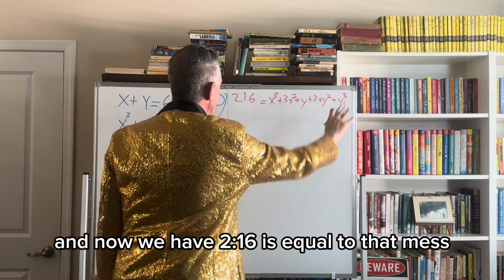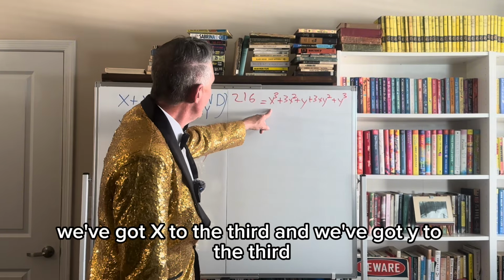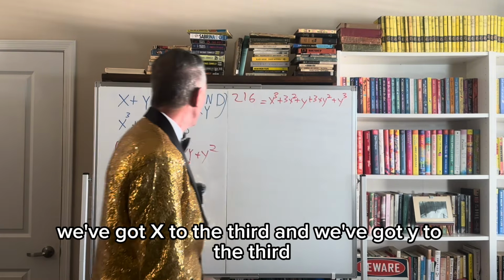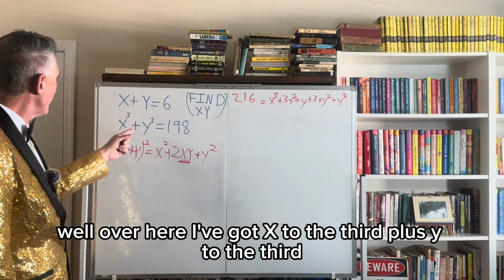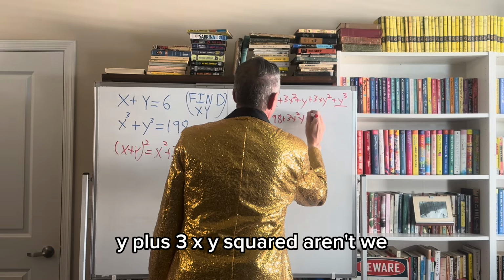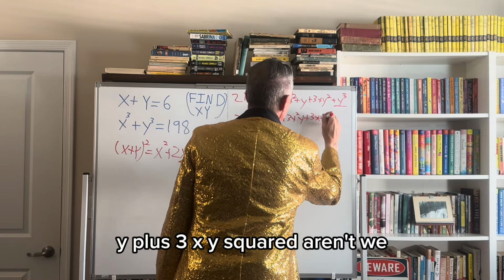All right, fine. What can we start to do from this point? Can we start to whittle away at it? We can, because look, we've got x to the third and y to the third. Over here, I've got x to the third plus y to the third, which gives me a value of 198. So can I strip out these two and plug in 198? Absolutely, I can. Let's do that right now. I'm going to bring down the 216, and we're going to take the 198 here, and these terms are sayonara. But we are left with plus 3x squared y plus 3xy squared, aren't we?